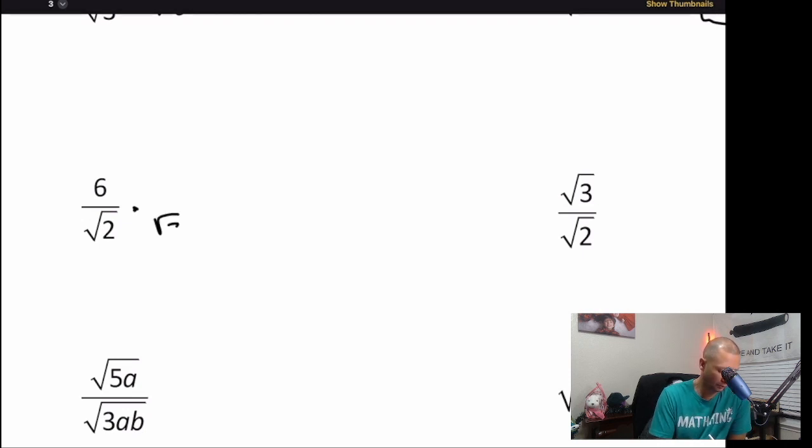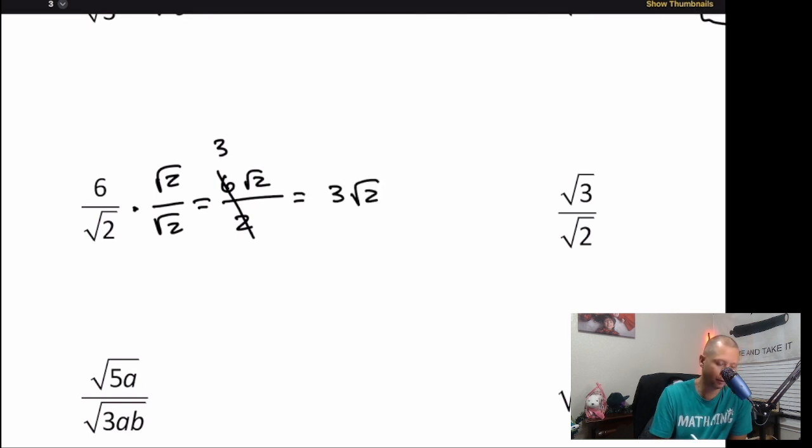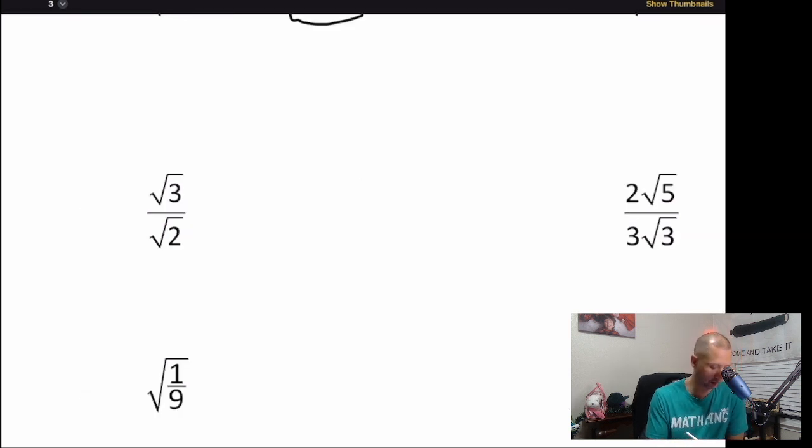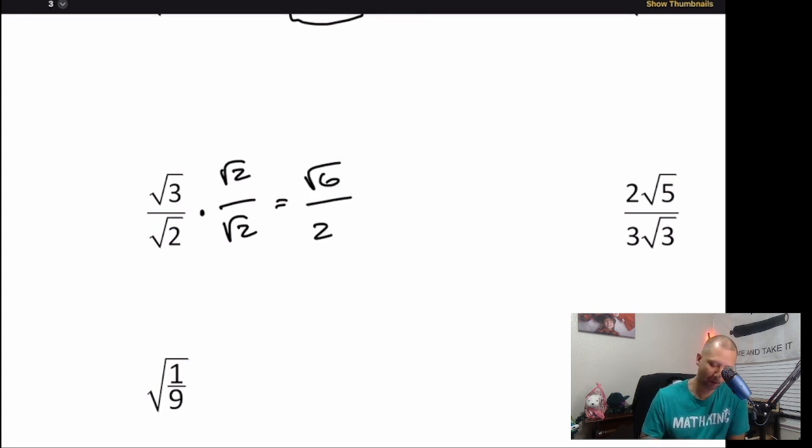Do a few more. Root 2 over root 2. So 2, 6 root 2. This can simplify to 3 root 2. 2 more, and then we'll call it a night. So this is going to be root 2 over root 2. Feel like we did that one already. Root 6 over 2. Okay.